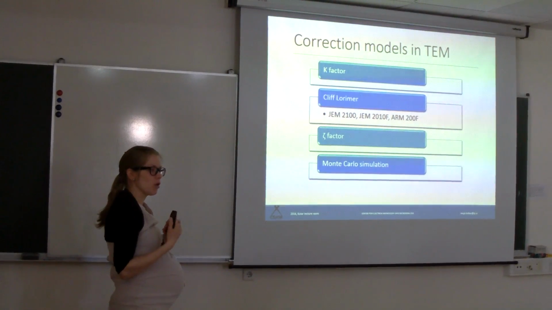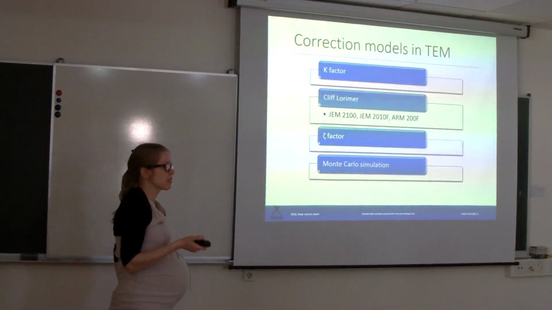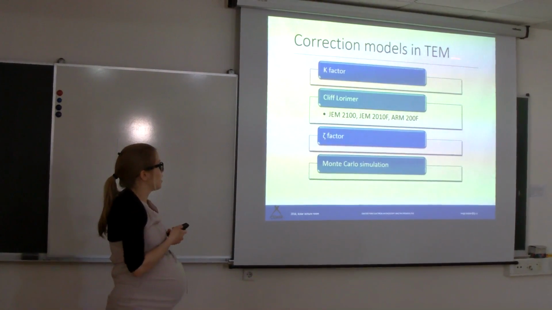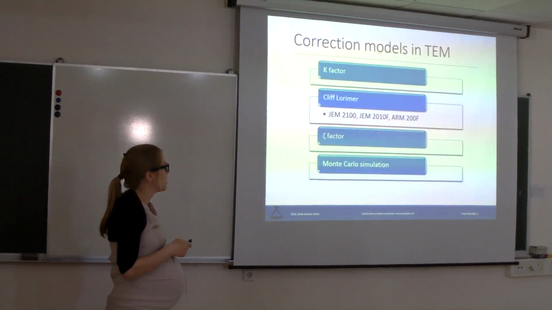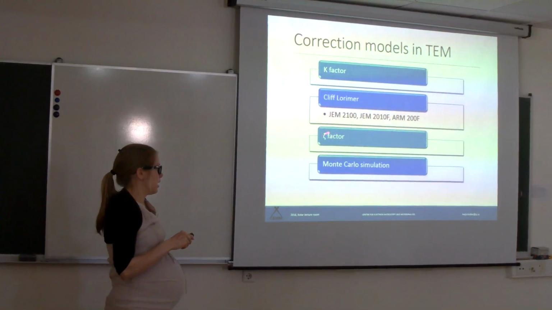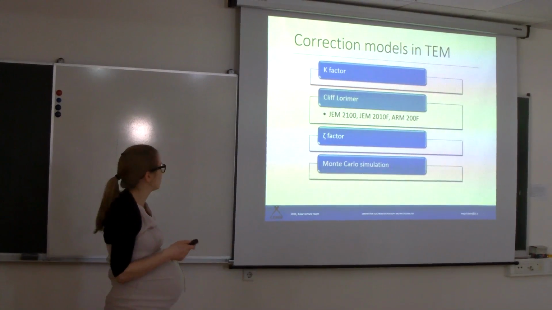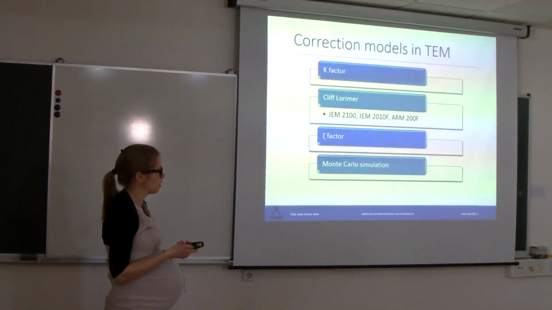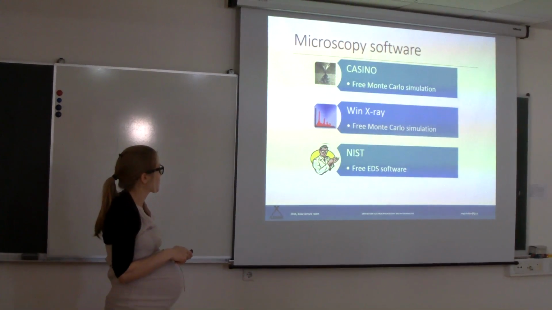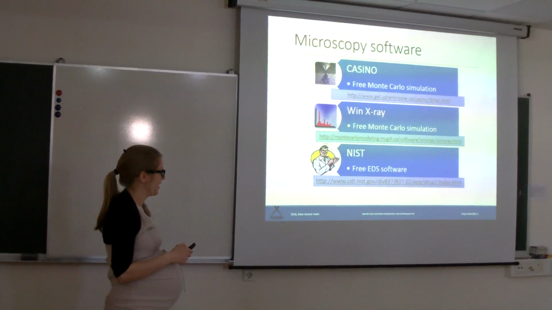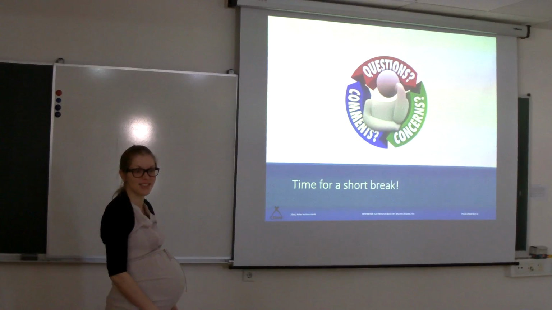You also have correction models in TEM, so the K factor, as I explained last time, the correction factors, the Cliff-Lorimer factors that you have on the TEM, or the better ones, the zeta factor, where you measure the beam, or you can use Monte Carlo simulation. These are the software that you can use. They're all available on those websites. And I finished on time. Do you have any questions?